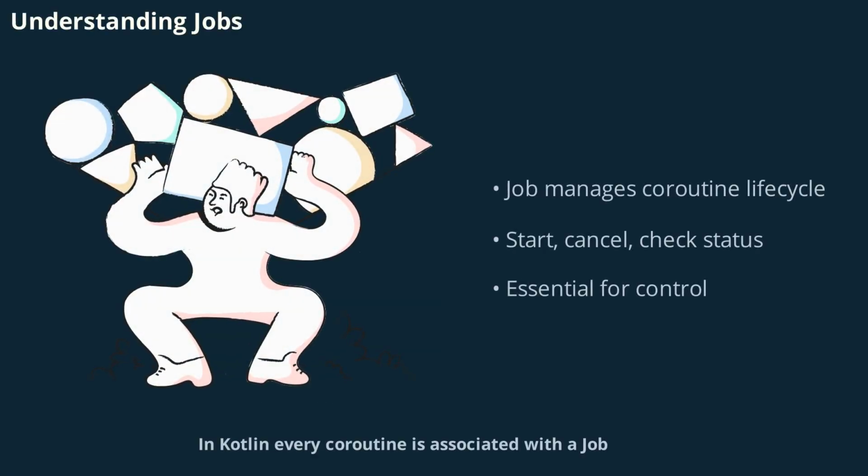In Kotlin, every coroutine is associated with a job. Think of a job as a handle or reference to the coroutine's lifecycle. With a job, you can start, cancel, or check the status of a coroutine at any time. This makes it easier to manage complex asynchronous operations, especially when you have multiple coroutines running simultaneously. The job provides several states that reflect where the coroutine is in its lifecycle, which we'll explore in detail next.